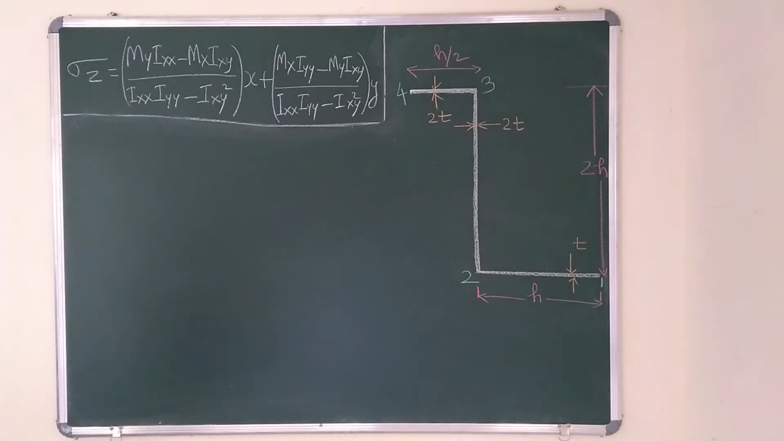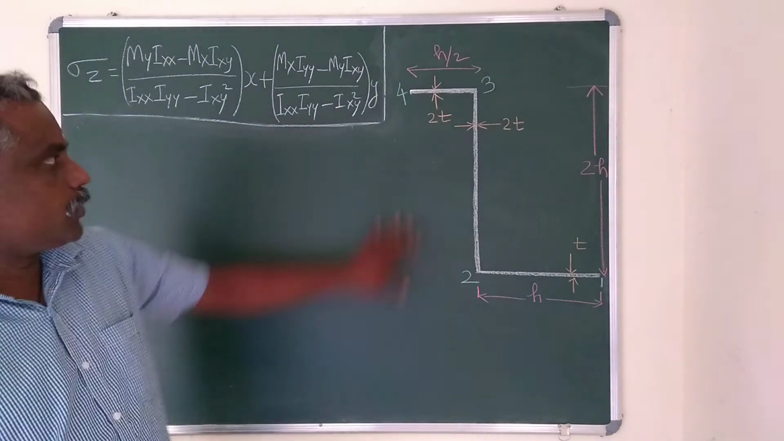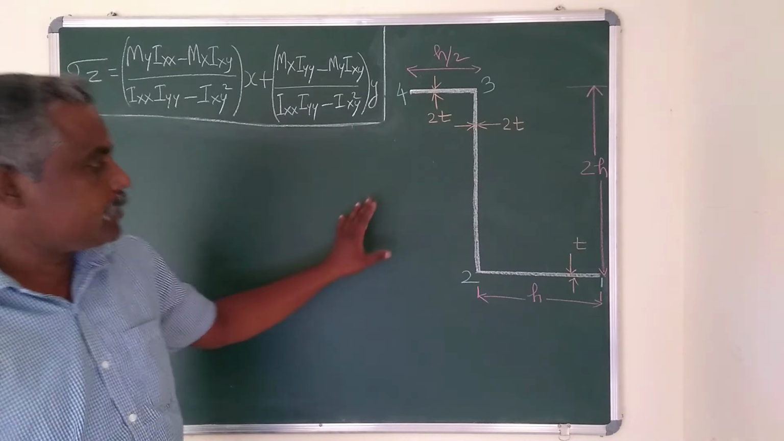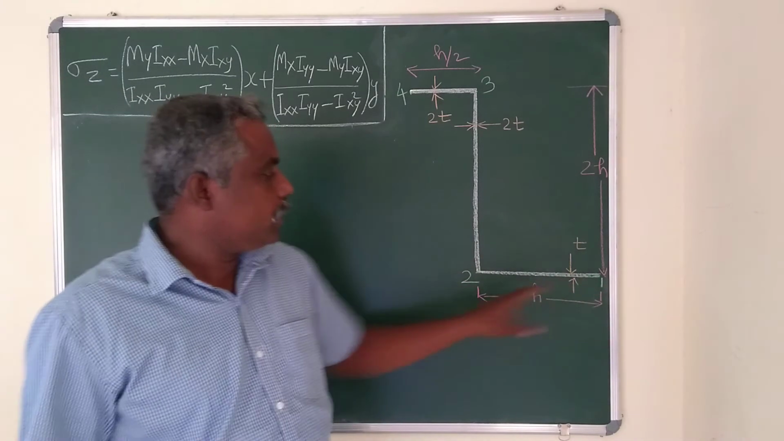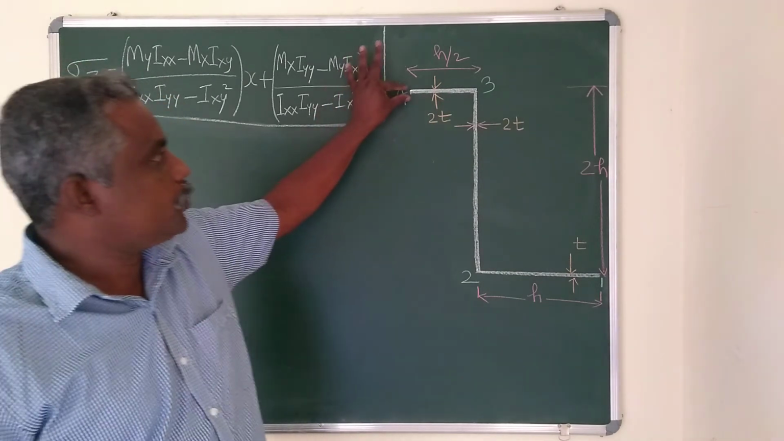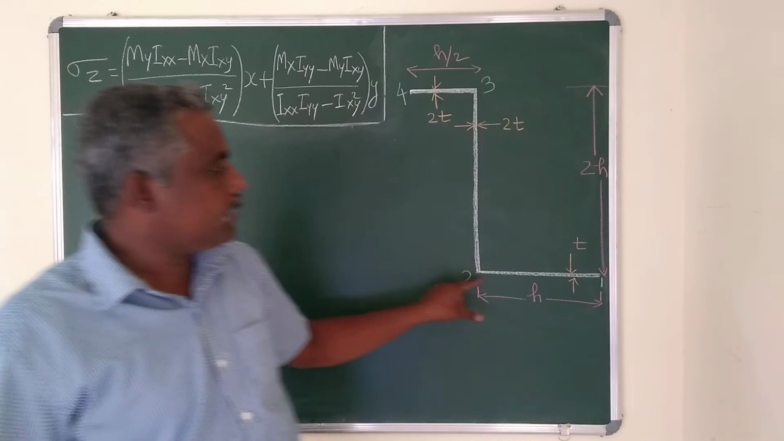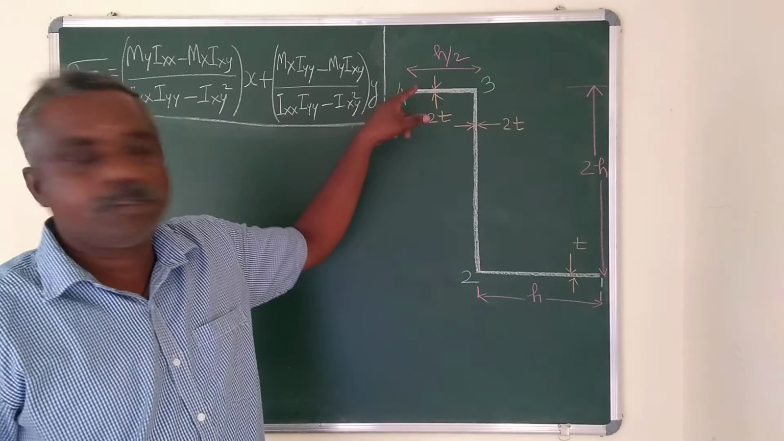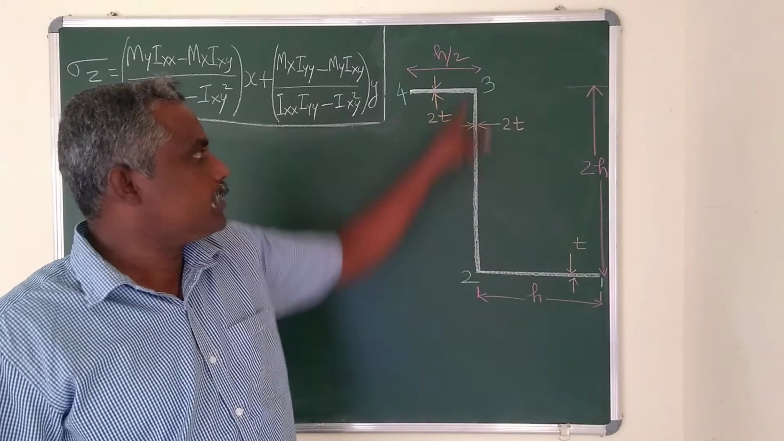The figure shows a Z section, and it is required to find the direct stress due to bending at points 1, 2, 3, 4. The thickness is 2t here and t here. We call this the top flange and bottom flange, and we call this the web.